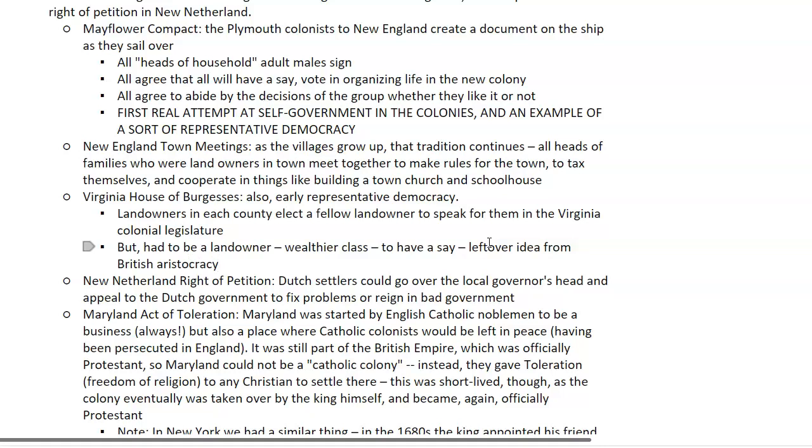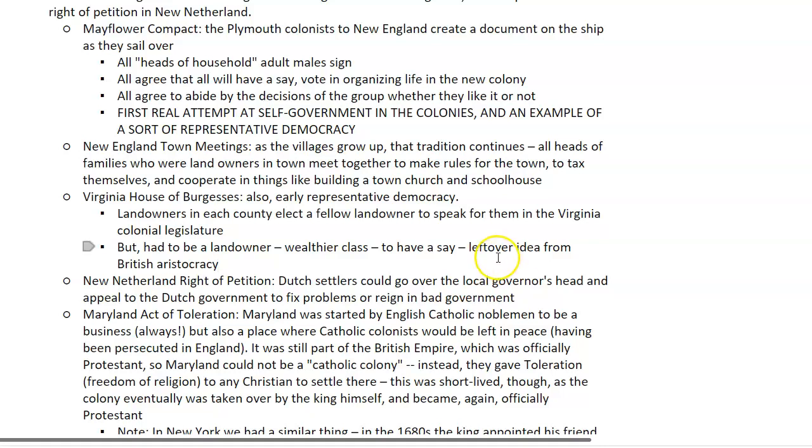New Netherlands had a thing called the right of petition. Dutch settlers could go over the local governor's head and appeal to the Dutch government to fix problems or rein in bad government. So they didn't exactly get a vote, but they did get the opportunity, if the governor was screwing up, to ask for the higher government to step in and take a look.